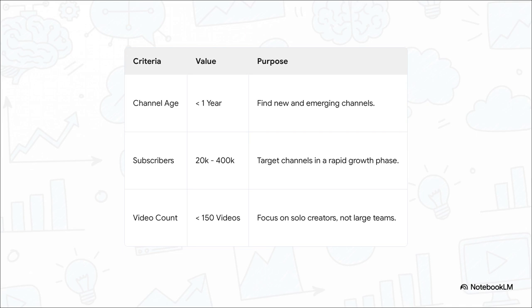Now, what's really cool is the logic behind this search. We're telling the AI to specifically find new channels less than a year old that are already in a massive growth phase, somewhere between 20 and 400,000 subscribers. We also tell it to look for channels with fewer than 150 videos, because that helps us focus on solo creators instead of huge media companies.